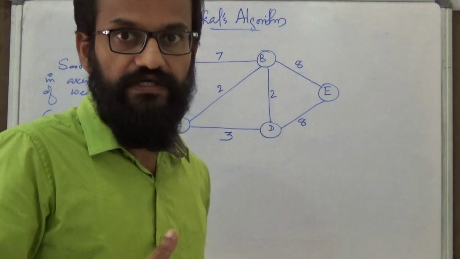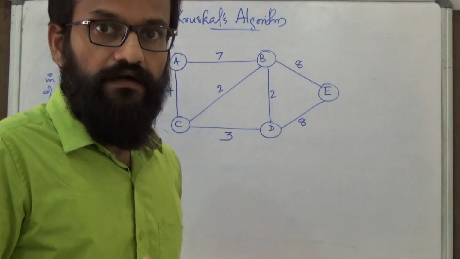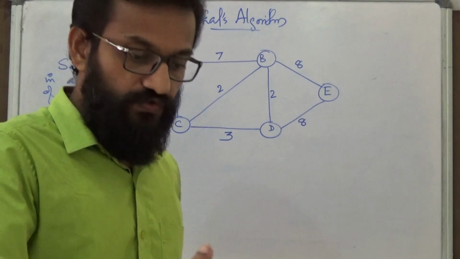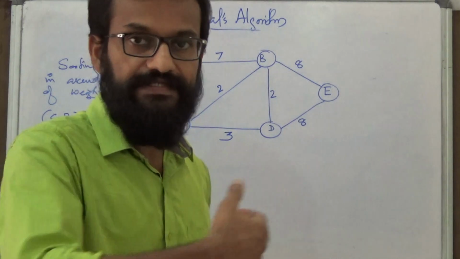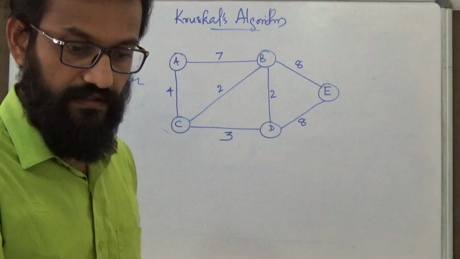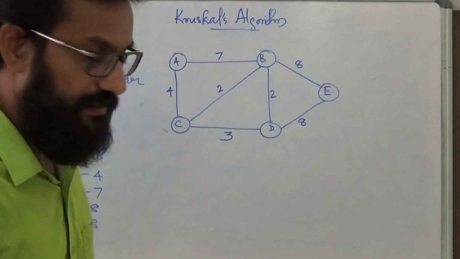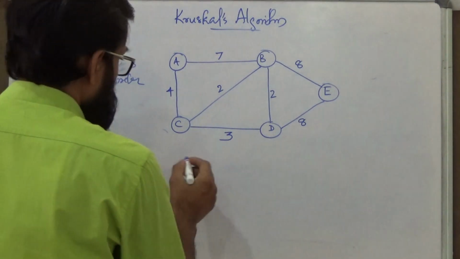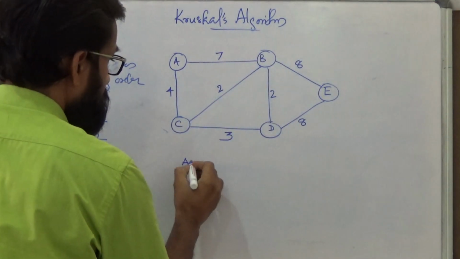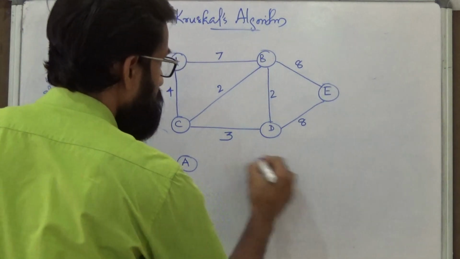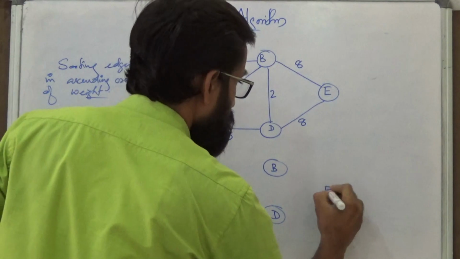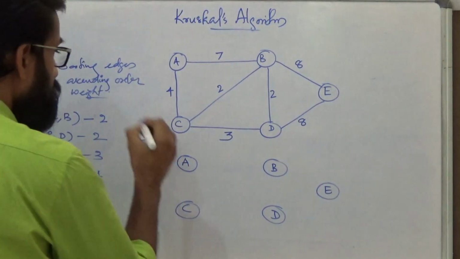Now if we consider the actual algorithm, it will try to pick the edges one by one in this ascending order and add them to the spanning tree. As you all know, since this graph is a connected graph, the resultant spanning tree contains all vertices. So these are the vertices. Now this is the spanning tree that I am going to build.